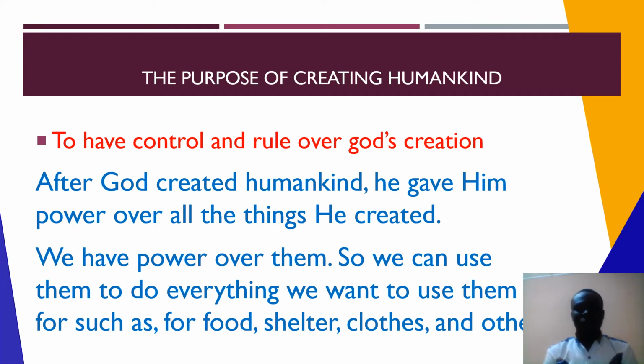Imagine you want food and there is an orange tree in the house, and God has not given you power over that orange tree. When you get there to pluck the orange, what are you coming to do here? The orange tree will not allow you to pluck. But he has given us power, so the tree cannot say anything. You can pluck the fruit on the tree, and then you will eat. So God gave us power over them so we can use them to be fruitful on earth.